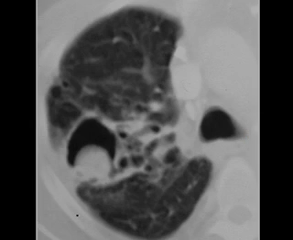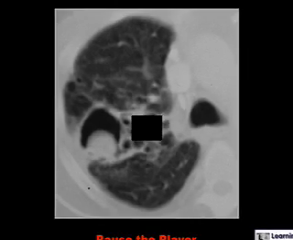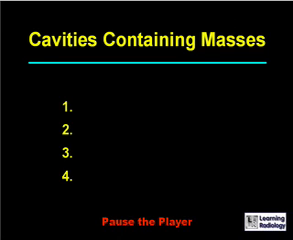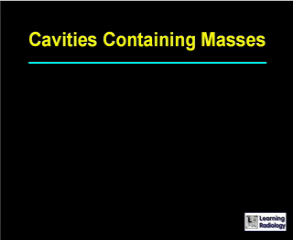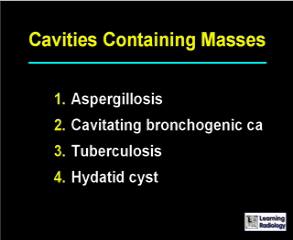Here's the next differential. Pause the player. The differential is cavities containing masses. There are 4 causes. Pause the player. The 4 causes of cavities containing masses are aspergillomas, cavitating bronchogenic carcinomas, tuberculosis, and hydatid cysts.